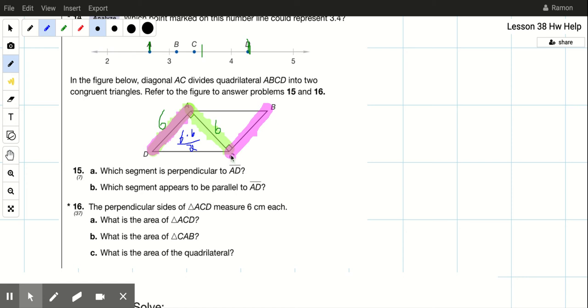For CAB, it's the same thing because opposite sides in this quadrilateral are going to be congruent since they're parallel. So again, you have a 6 by 6 base times height that you're then taking half of. What is the area of the quadrilateral? Well, to find that, you just add the area of the two triangles. And it is going to be in centimeters squared for each of these.